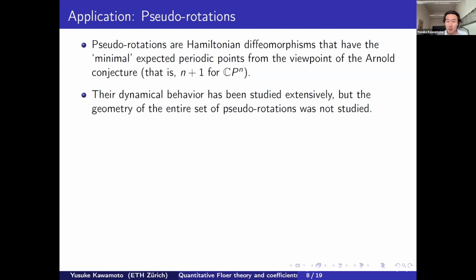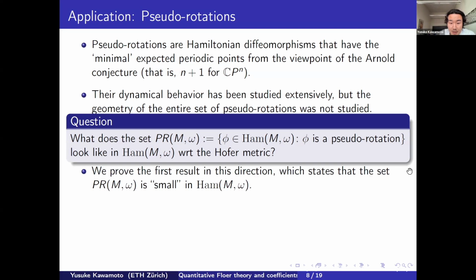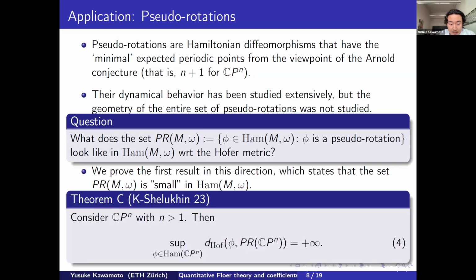We call these pseudorotations, and they have been studied extensively over the past decade. But I think the research was mainly focused on their dynamical behavior rather than the geometry of the set of pseudorotations. So Shelukhin and I thought about studying the geometry. What does the set of pseudorotations look like inside the group of Hamiltonian diffeomorphisms? Is it big, or is it small? Basically, we proved that it's small in the following sense. Once again, we consider CPN, and there's a sequence of Hamiltonian diffeomorphisms that escape to infinity from the set of pseudorotations. So it's not a set that is distributed everywhere; it's kind of small in this sense.